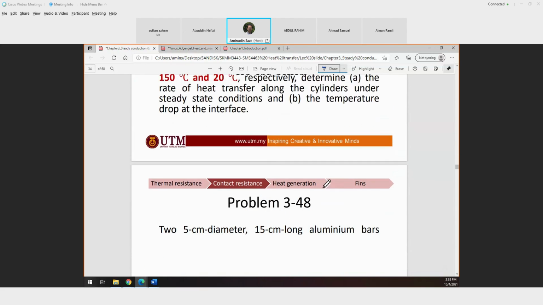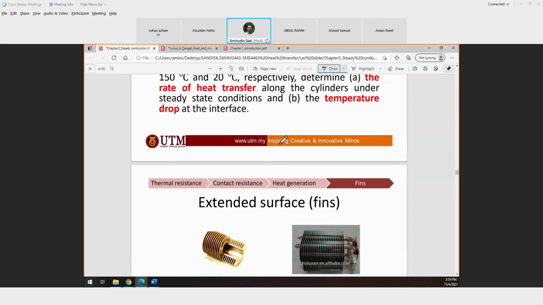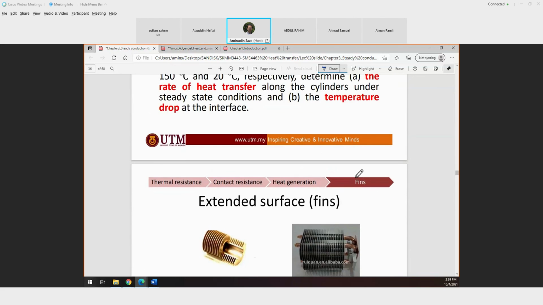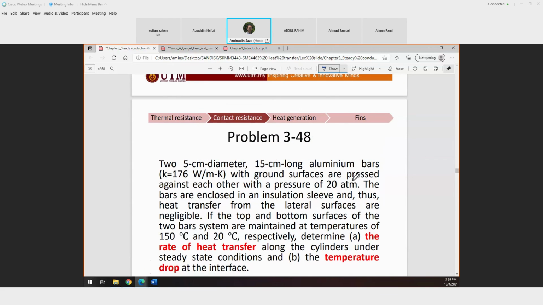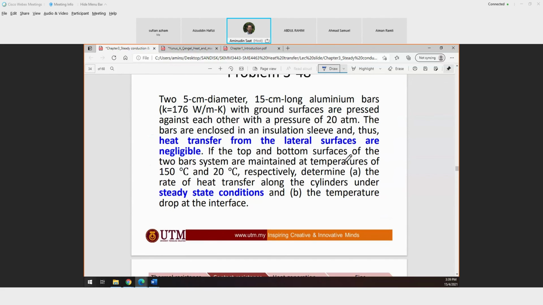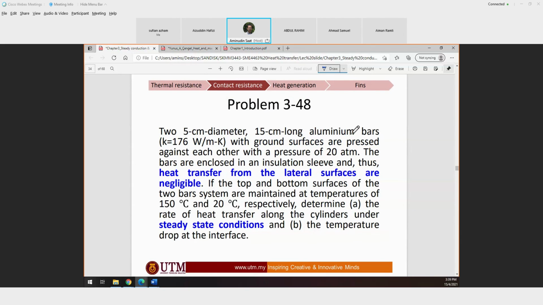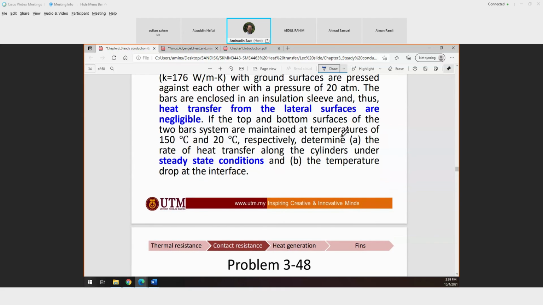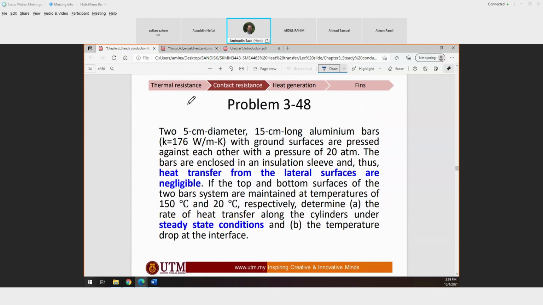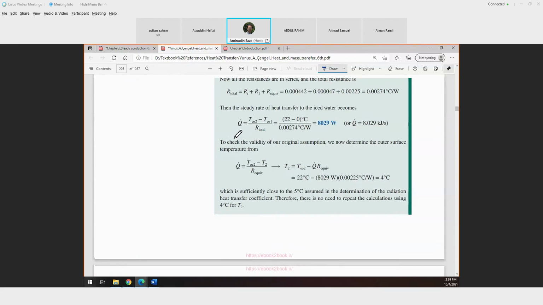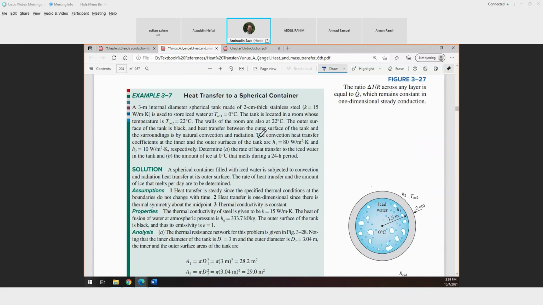Okay, so that's all for the thermal resistance. We covered the plane wall yesterday. Today we covered the cylinder and the spherical. Probably we don't go to the example. You can look at the example of spherical in the textbook.